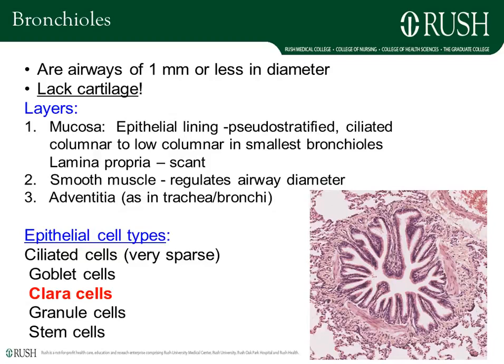So what epithelial cell types are present here? Ciliated cells, and as you move down the respiratory tree, they become fewer and fewer, as well as their height becoming shorter and shorter. You have goblet cells present, and you have a cell population coming in that we haven't seen before, called the Clara cell. And then you have those granule cells that we mentioned, which are the enteroendocrine cells, and the stem cell population.